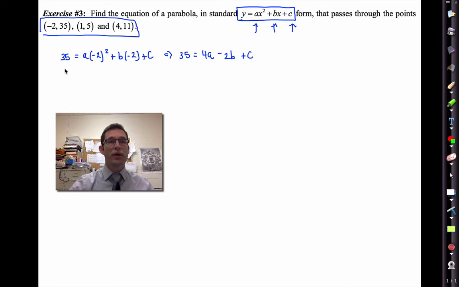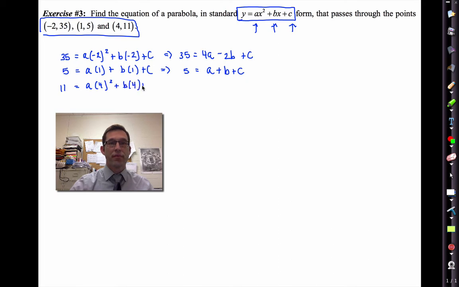Let's put the second point in. We'll put in 5 for y. We'll put in 1 for x. Ooh, this one's coming out nice. We'll get 5 equals a plus b plus c. And then finally, we're going to put in 11 for y and 4 for x. And that's going to give us 11 equals 16 times a plus 4 times b plus c.